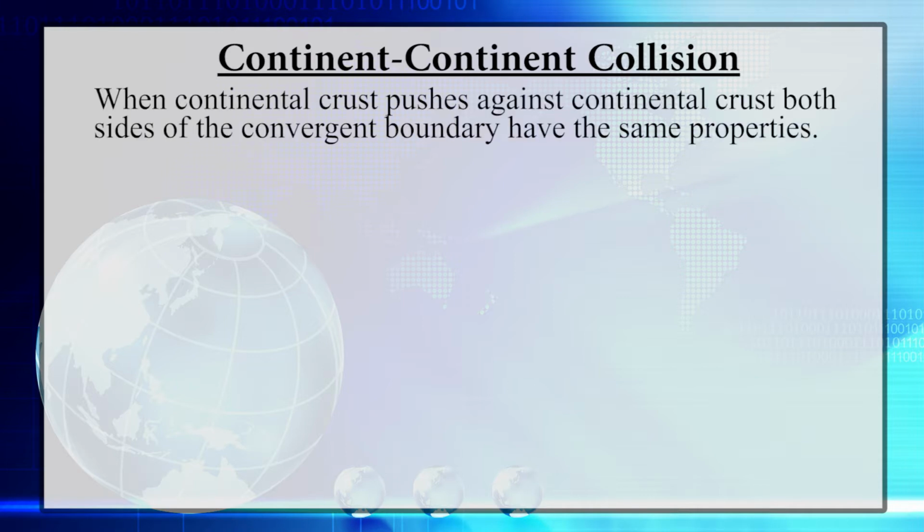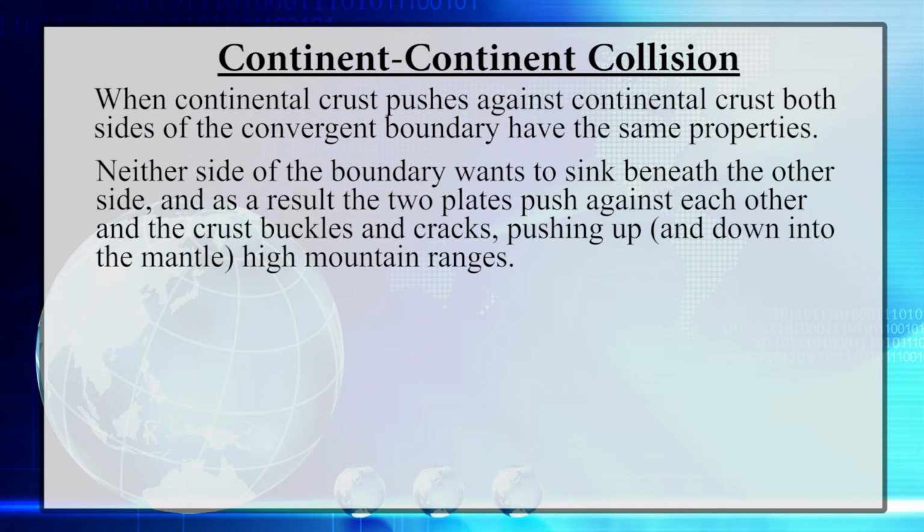When continental crust pushes against continental crust, both sides of the convergent boundary have the same properties. Neither side of the boundary wants to sink beneath the other side, and as a result, the two plates push against each other and the crust buckles and cracks, pushing up, and high mountain ranges develop.